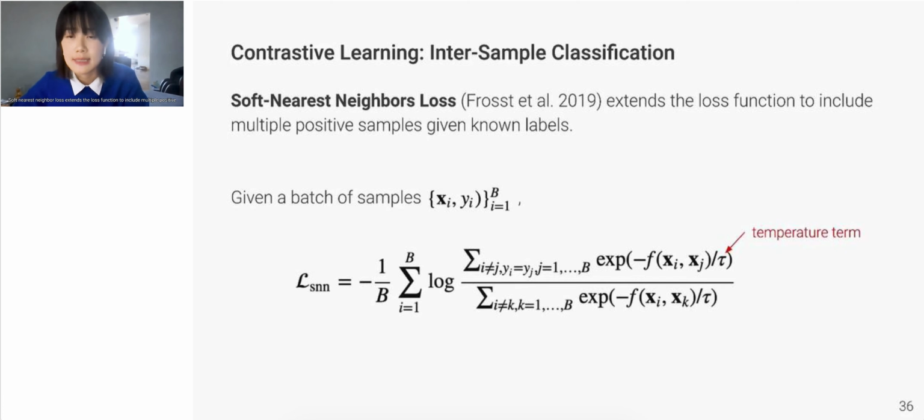Soft nearest neighbor loss extends the loss function to include multiple positive samples given known labels. These known labels may come from a supervised dataset or be fabricated with data augmentation, as I mentioned before. The loss function contains a temperature factor, tau, which is used for tuning how concentrated the features are in the representation space. For example, at low temperature, the loss is dominated by the small distances, and widely separated representations cannot contribute much and become irrelevant.